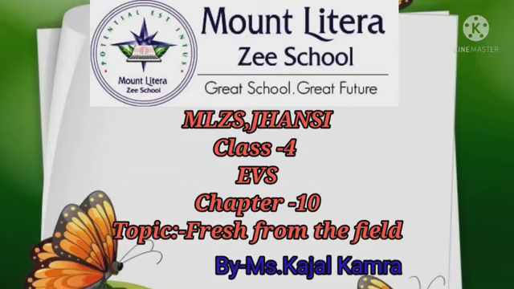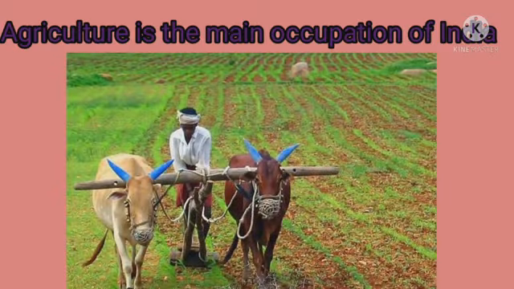Today, I'll be teaching you chapter number 10, that is Fresh from the Field. So children, first of all, you need to understand what is agriculture. Agriculture is the main occupation of the people of India. It involves the practice of growing crops or raising animals.